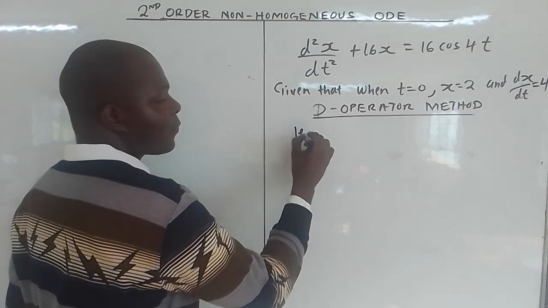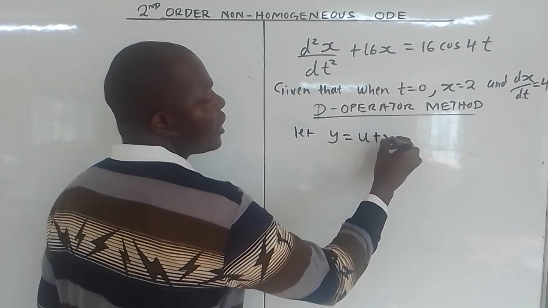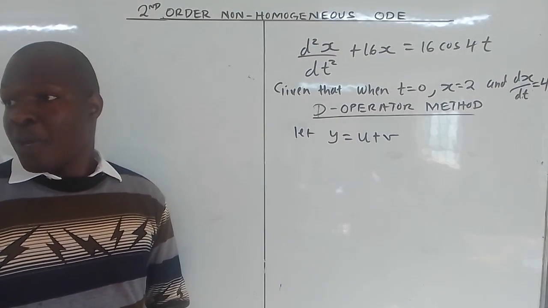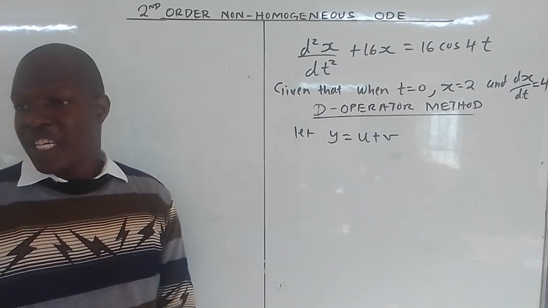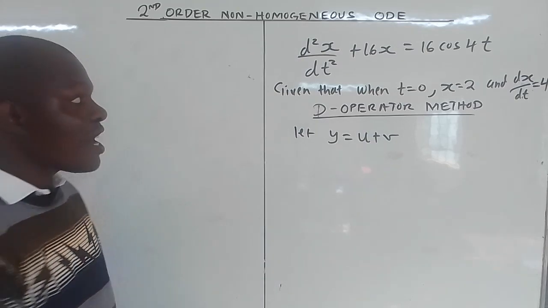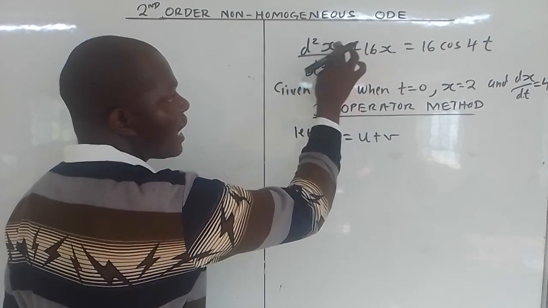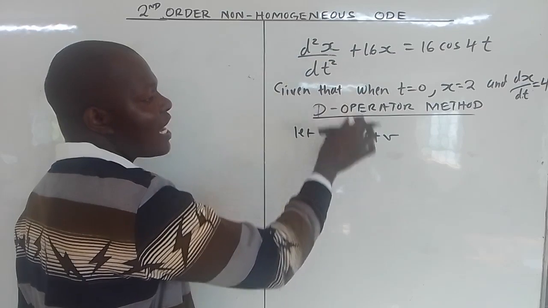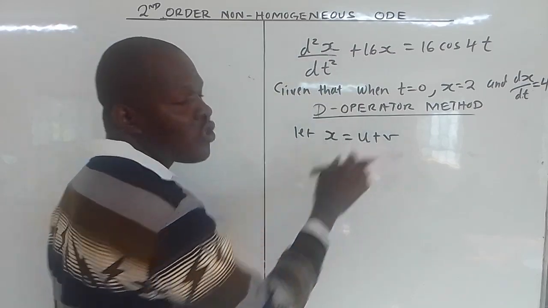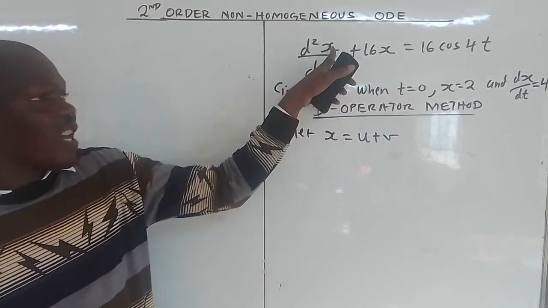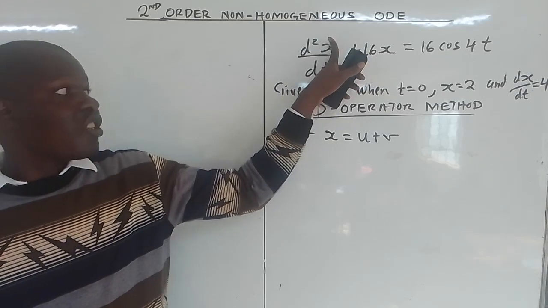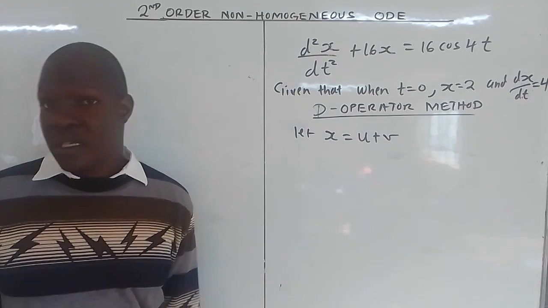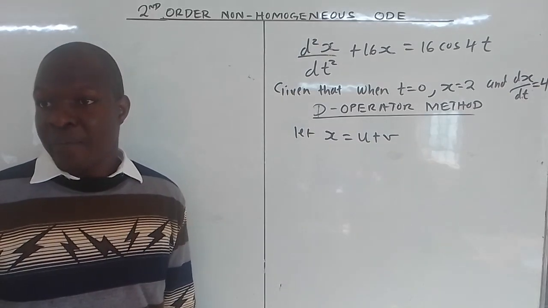So you let y be equal to u plus v, where u is the complementary function and v is the particular integral. Here we don't have y, our variable here is x. You are used to y, isn't it? So here you now let x be u plus v, because x is the dependent variable, isn't it? We are differentiating x with respect to t, so x is equal to u plus v. Are we together?